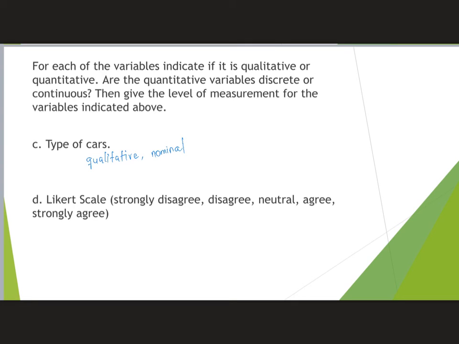Now for the last variable, we have the Likert scale. Over here, this scale is used to record the responses to a question. In this case, the responses could be strongly disagree, disagree, neutral, agree, strongly agree. Looking at this variable, we do not have any numerical quantity associated to it. So this variable is going to be classified as a qualitative variable.